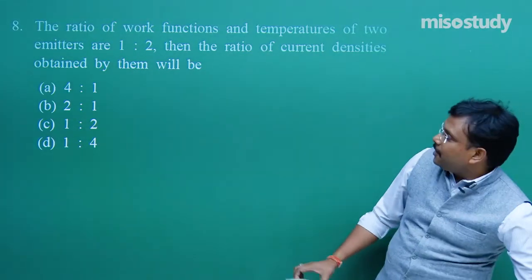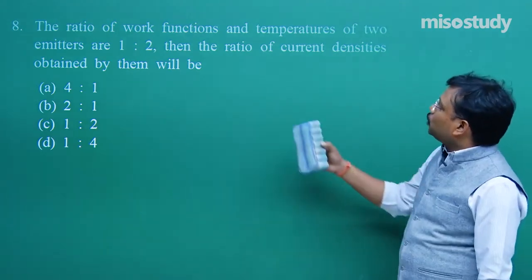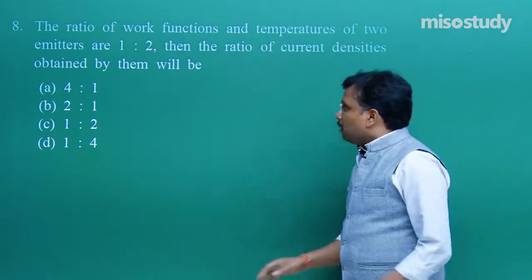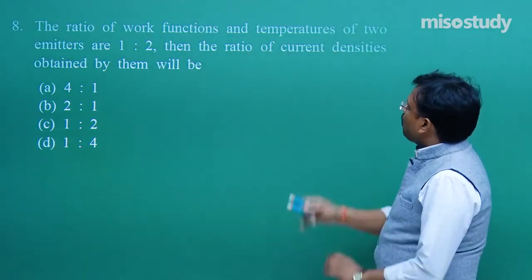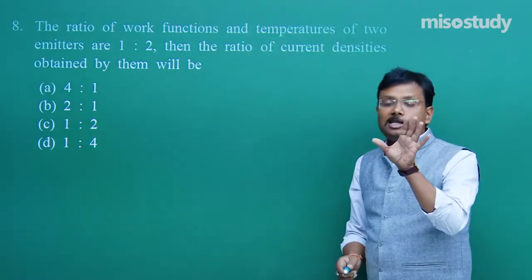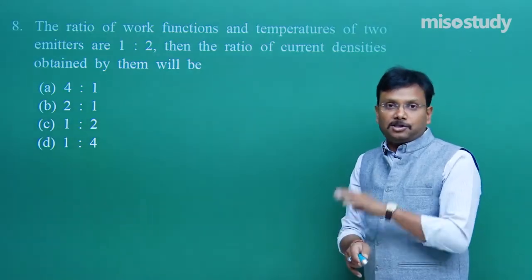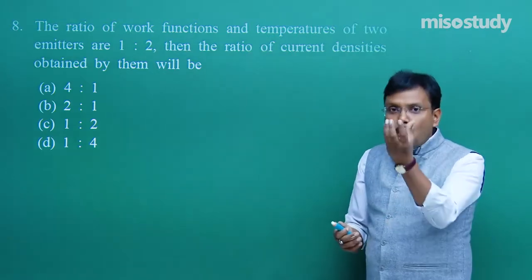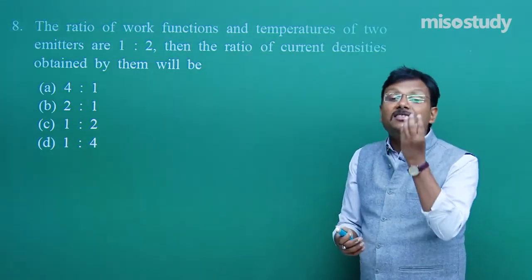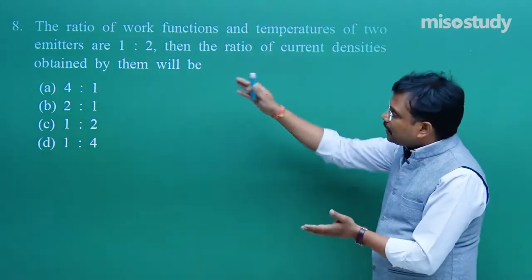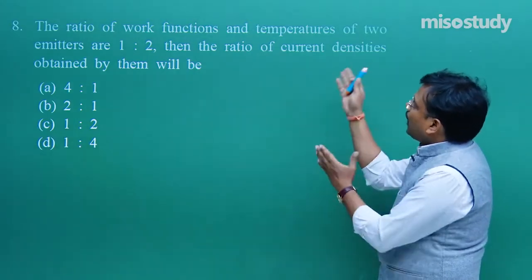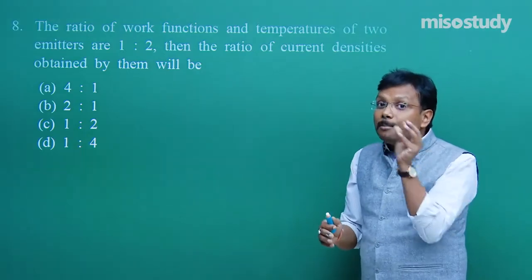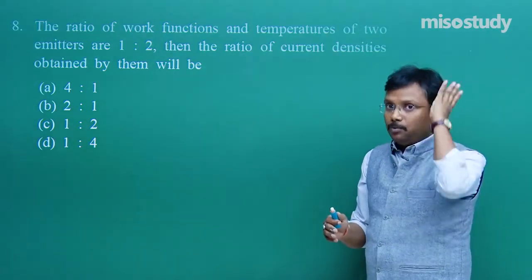So in that reference it is given, fine. Two emitters, emitter number 1, emitter number 2. So what is the ratio of current density? From the understanding of the photoelectric effect chapter, you know current density means more number of electrons. So ultimately you have to find out with the help of temperature how you can assess the densities, meaning the number of electrons emitted out.